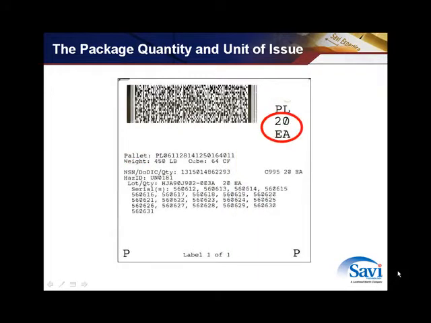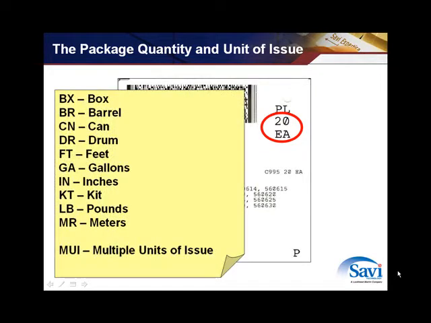This is the package quantity and unit of issue. The package quantity is the total quantity of material on the pallet. The unit of issue is most commonly EA for each. However, you may see other units of issue, like those shown here. In unusual situations where a single pallet or a package contains items which have different units of issue, the letters MUI will stand for multiple units of issue.